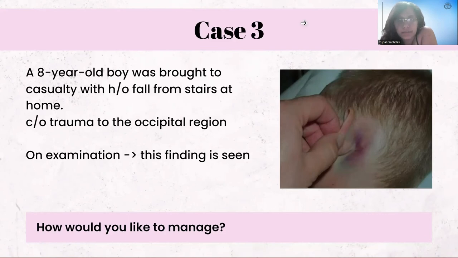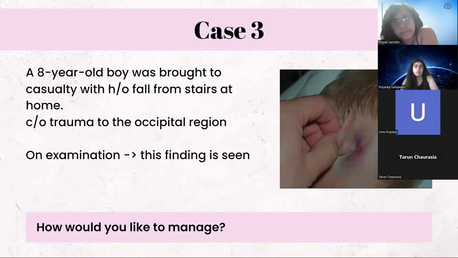Anybody? Sara, Tarun, Terence, Urmi. What am I suspecting here if I'm seeing this finding? Dr. Priyanka, maybe you can help them out. Hematoma, okay. A better answer than that. What is it more likely to be?